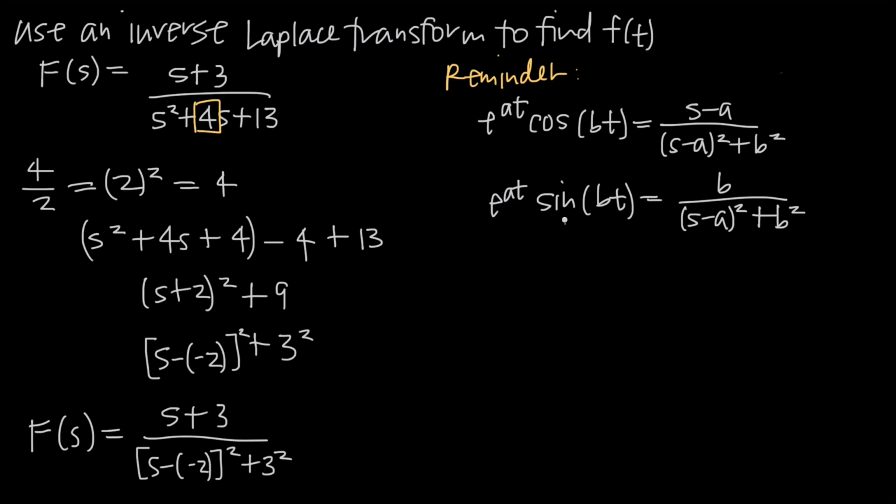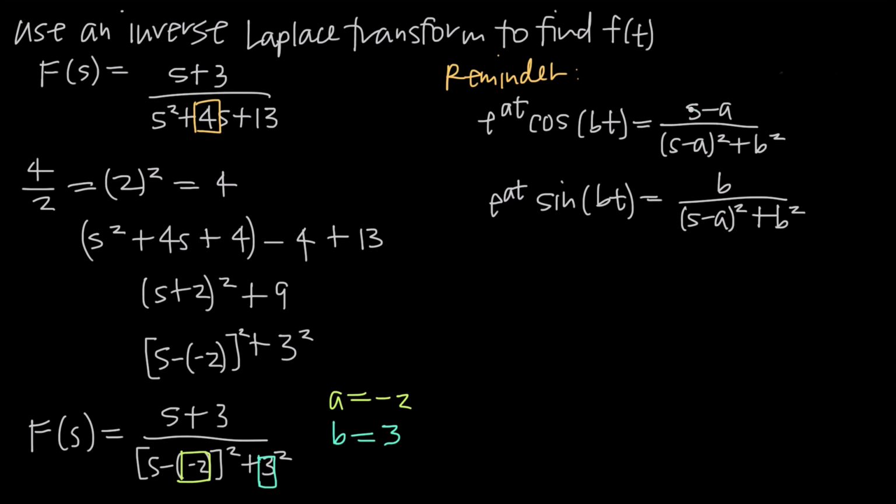At this point, we're starting to hone in on the formula that we should be using. Notice that we have this s minus a quantity squared here, where a is negative 2. So in this fraction, we've identified this value right here as a equals negative 2. We also identified this value right here as b equals 3. So if we compare those to our formulas here, the denominators were all set up for either formula because both denominators are the same.